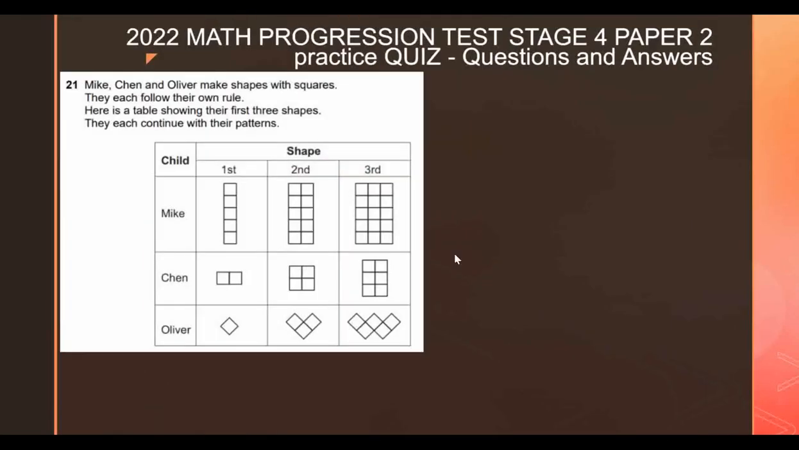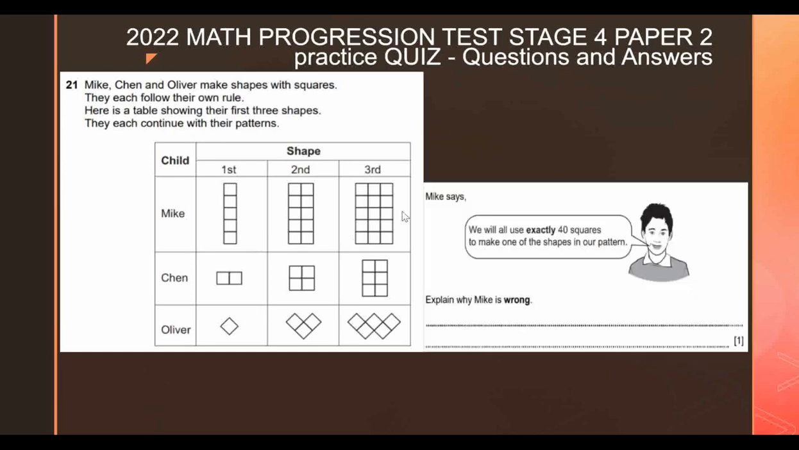Question 21. Mike, Chan, and Oliver make shapes with squares. They each follow their own rule. Here's a table showing their first 3 shapes. They each continue with their patterns. Mike says we'll all use exactly 40 squares to make one of the shapes in our pattern. Explain why Mike is wrong.